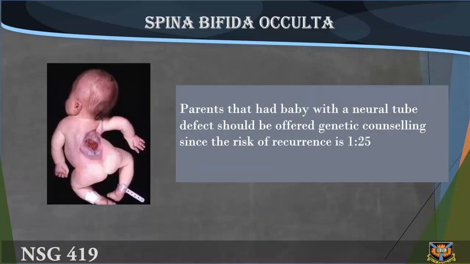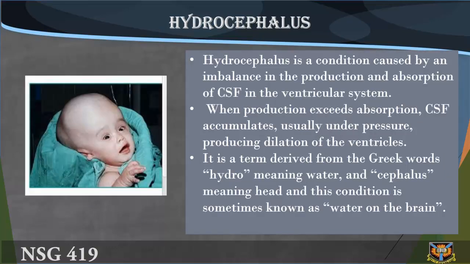Parents that have had a baby with a neural tube defect should be offered genetic counseling since the risk of recurrence is 1 in 25. Hydrocephalus. This is a condition which arises from a blockage in the circulation and absorption of cerebrospinal fluid. Hydrocephalus is caused by an imbalance in the production and absorption of CSF in the ventricular system. When production exceeds absorption, CSF accumulates, usually under pressure, producing dilation of the ventricles.